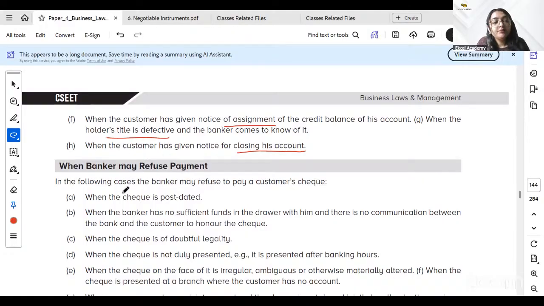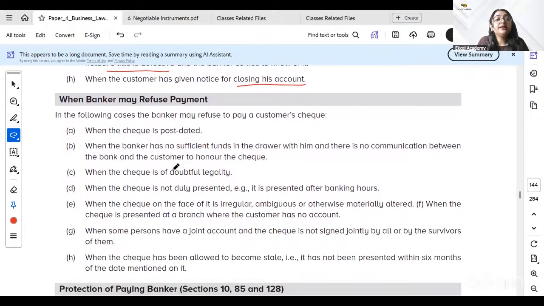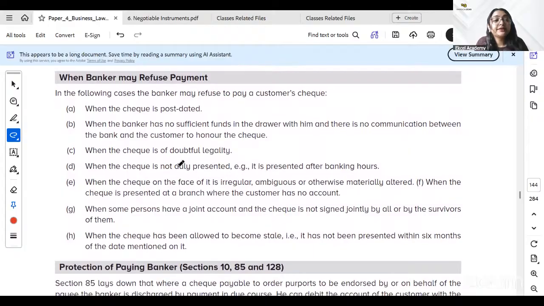And when do you think a banker may refuse payment? That is at the option of the banker. When do you think the refusal is okay? In cases where the check is post dated, when the banker has no sufficient funds, doubtful legality, not duly presented, check is irregular, that let's say it was torn or it had scratches over it, when someone has a joint account and only one of them has signed, when the check is allowed to become stale, that is 6 months post the date mentioned on it.